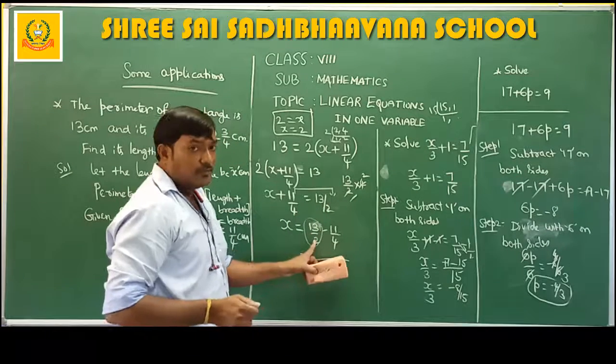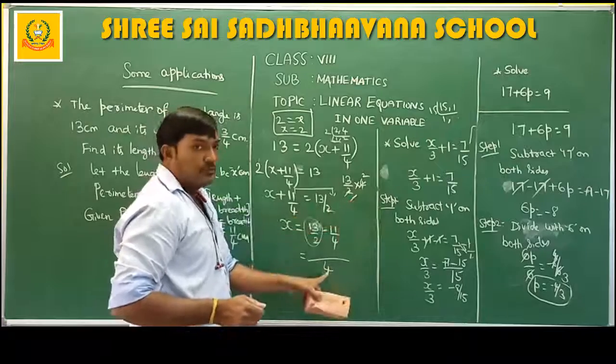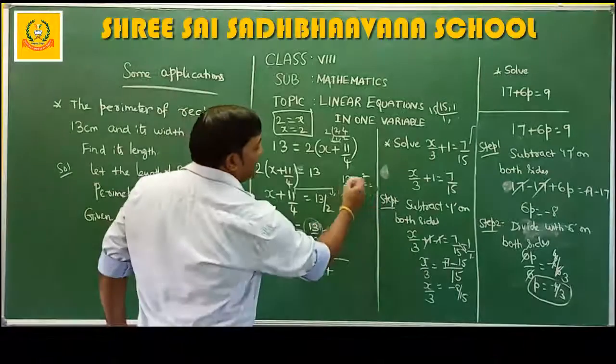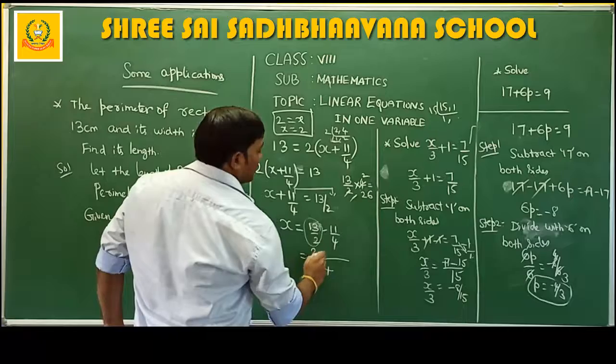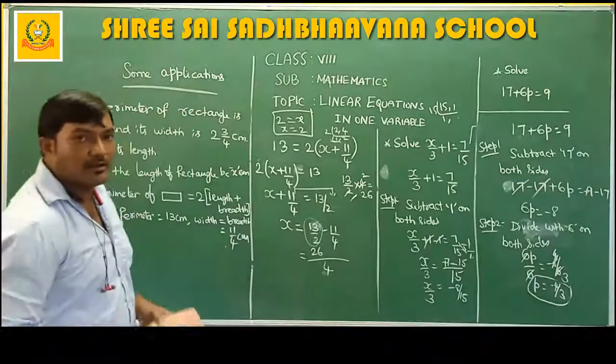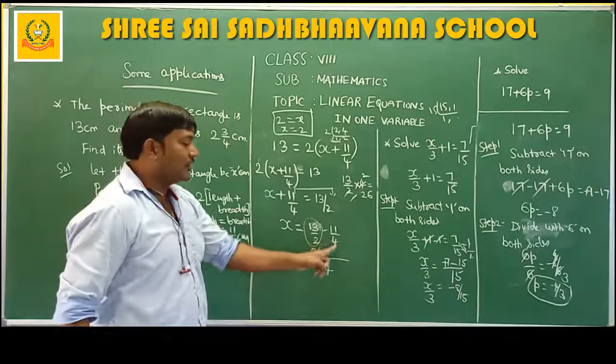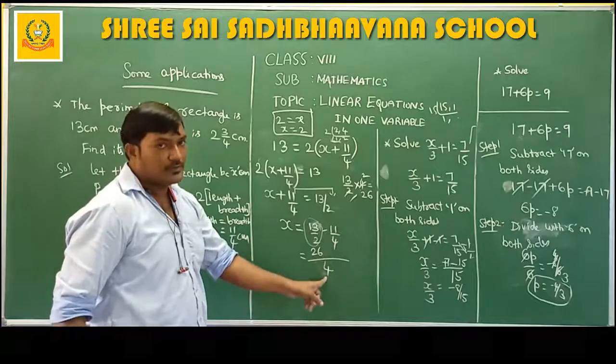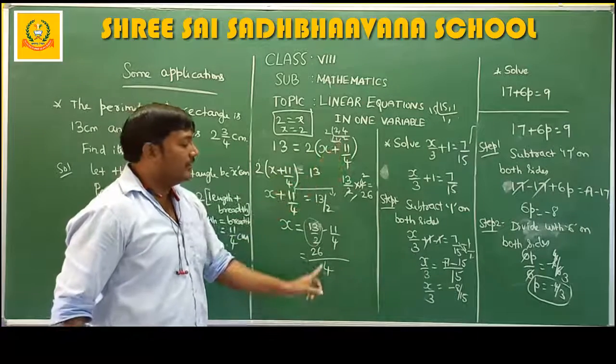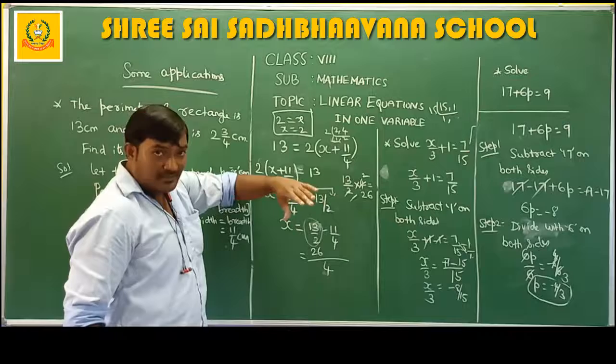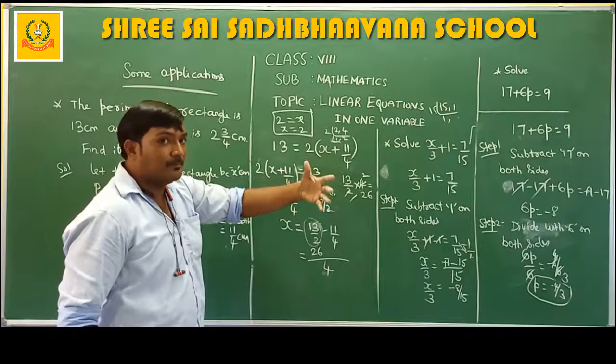This term is 13 by 2. And what is the LCM here? 4. Just multiply. 2 ones are 2, 2 twos are 4, so what is remaining? 13 twos are 26. So write 26. That's all. Okay, I'll repeat. The LCM of 2 and 4 is 4. That we know. Afterwards, this is the easiest way to find the LCM.